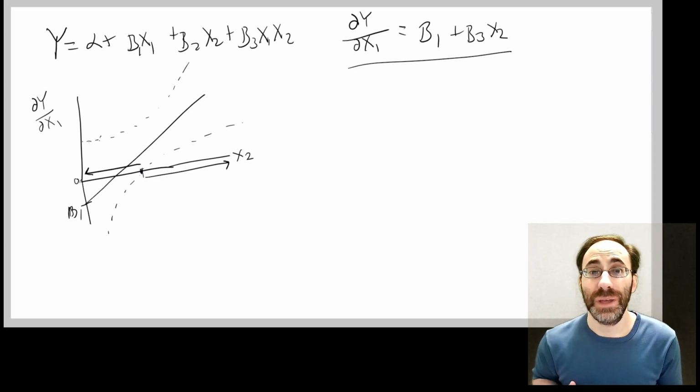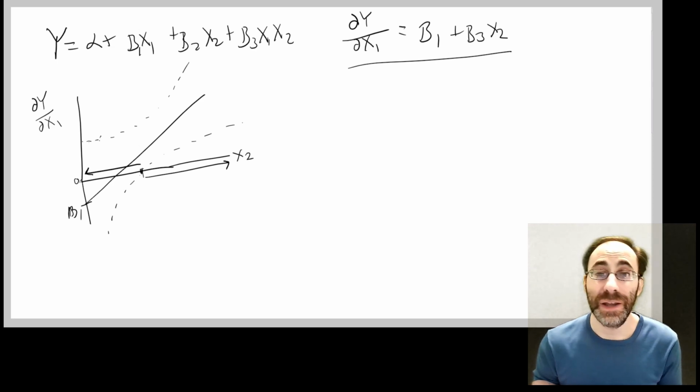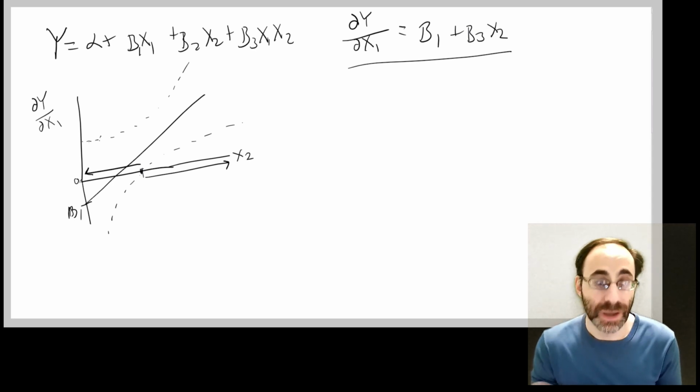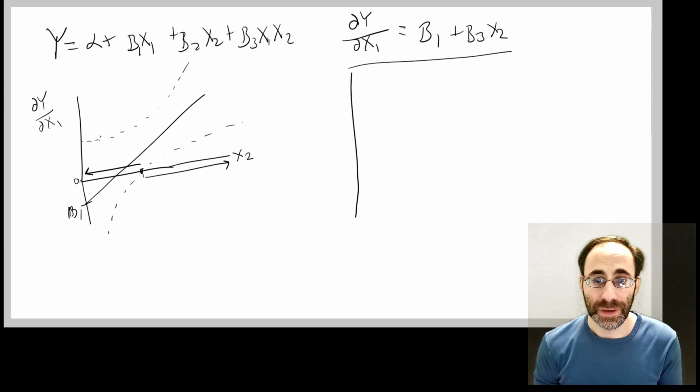Whether or not things are going to be significant predictors will depend upon where you are on the line with respect to x2, the other variable. Okay, so let's do another example really quickly. I'll do a couple more actually.